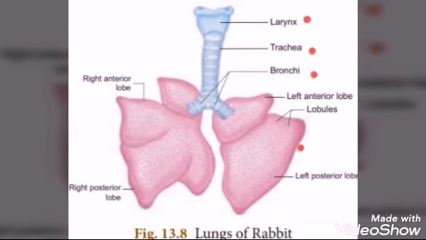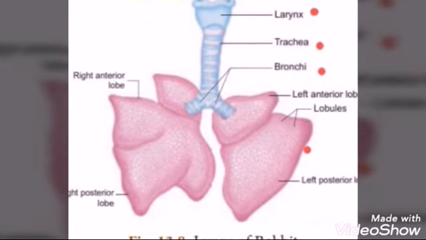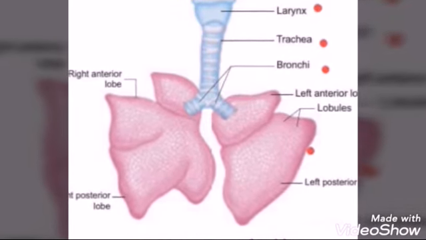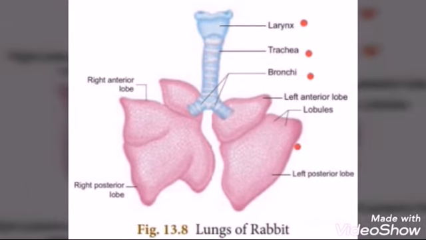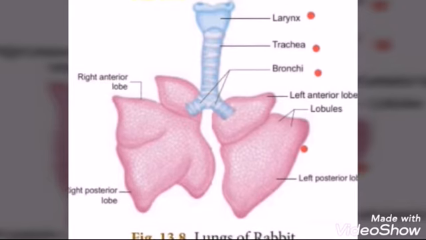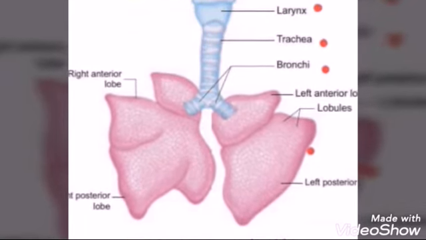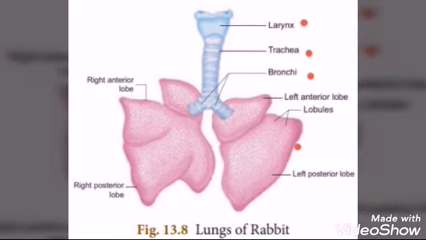The respiratory events consist of two parts. One is inspiration and another one is expiration. Inspiration, breathing in, and expiration, breathing out. So exchange of gases, oxygen and carbon dioxide, takes place. Inspiration is an active process while expiration is a passive process.